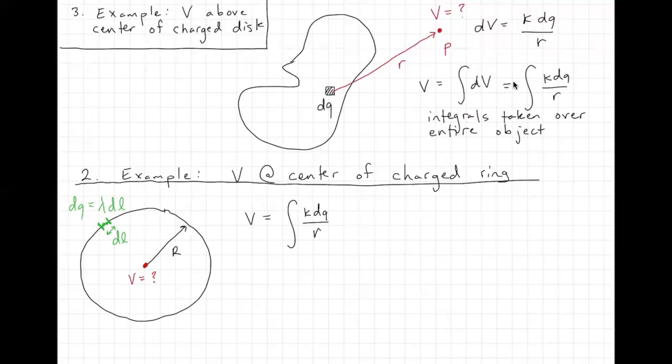As with the electric field problems, I can break up my dq into lambda, which is the charge density, times dl. And I'll say that lambda here, let's say this is a uniform ring, which means charge density lambda is constant.